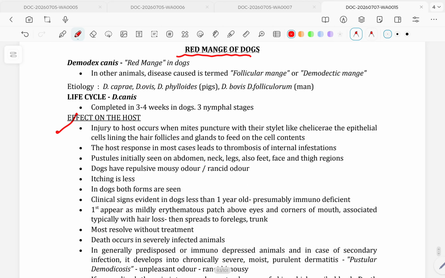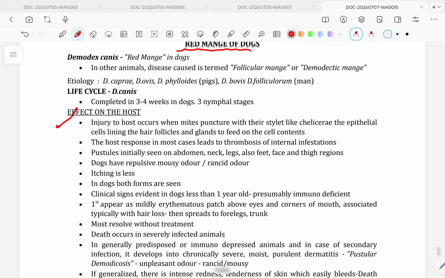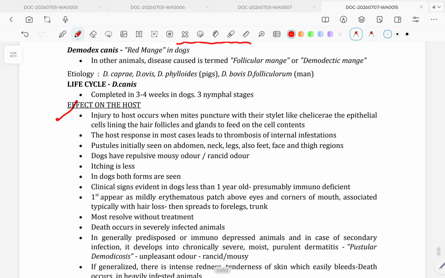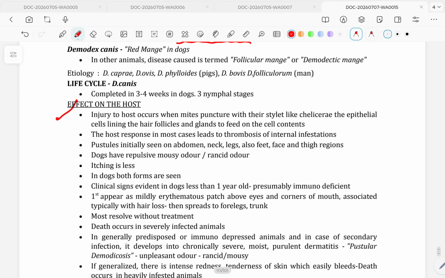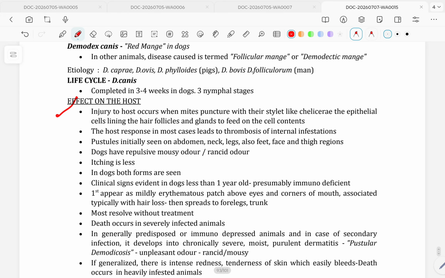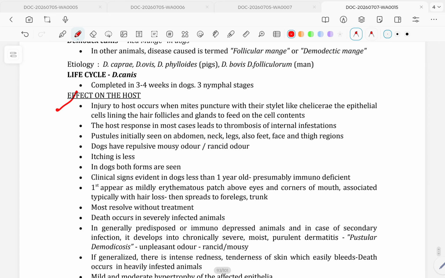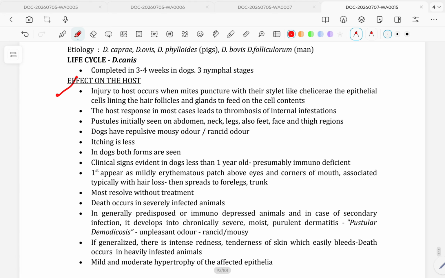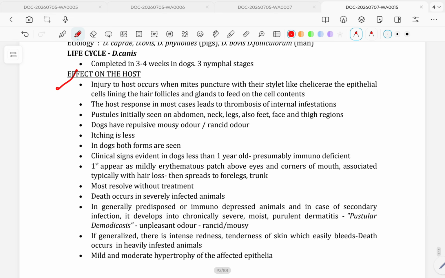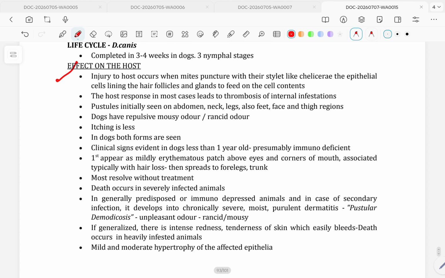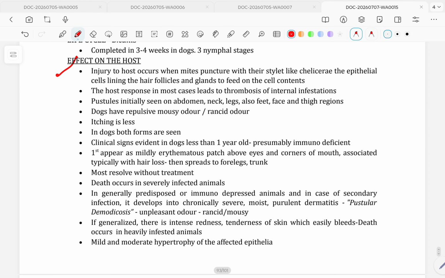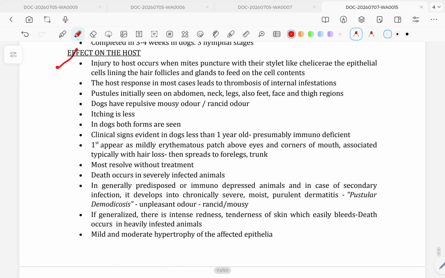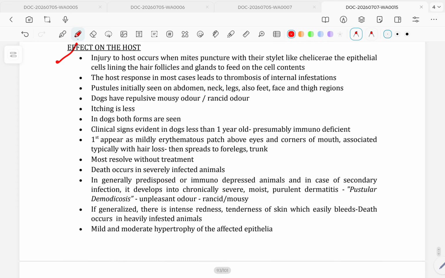Effect on the host. Injury to the host occurs when mites puncture, with their stylet-like chelicerae, the epithelial cells lining the hair follicle and gland to feed on the cell contents. The host response in most cases leads to thrombosis of internal infestation. Pustules are initially seen on the abdomen, neck, and leg, also face and thigh region. Dogs have a repulsive mousy or rancid odor. Itching is less in dogs.